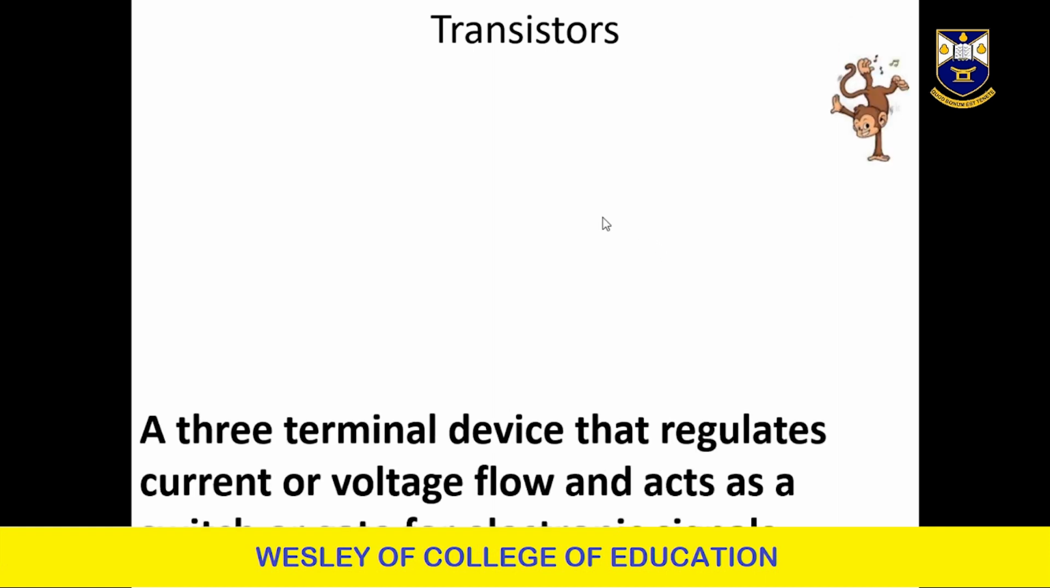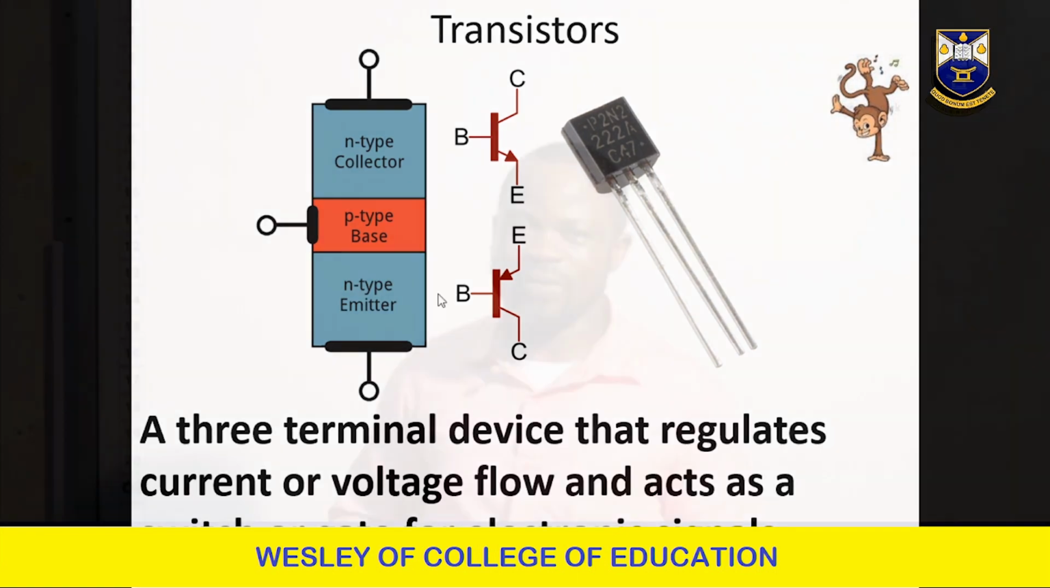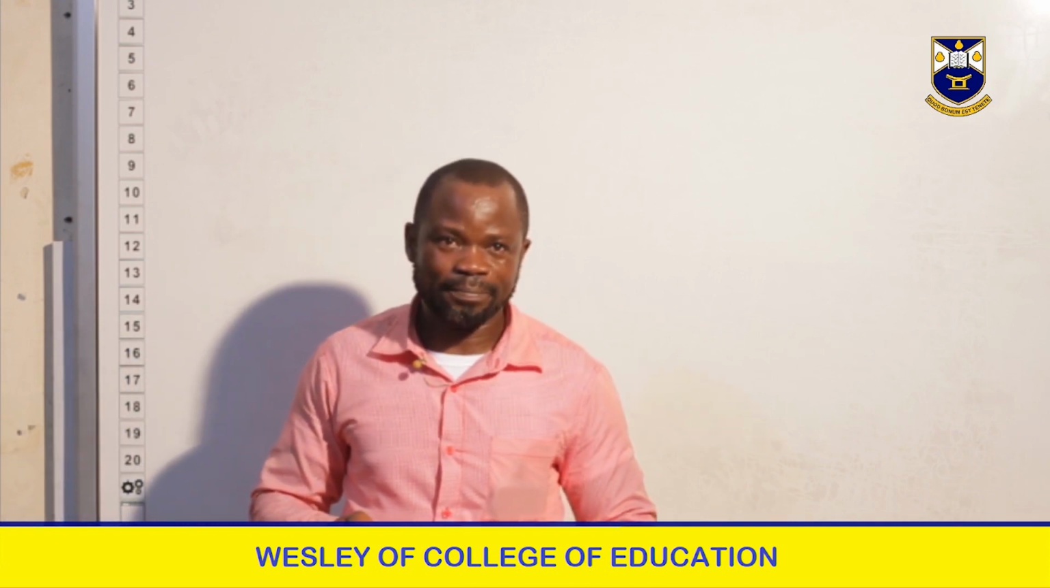A transistor is a three-terminal device that regulates current or voltage flow and acts as a switch or gate for electronic signals. It has three terminals. So transistors are identified by their three terminals as shown in the slide. So this is a transistor, the three terminals, 1, 2, 3, and if you look carefully, each terminal has a name. We have CBE. The C means collector, the B is base, and E is the emitter.